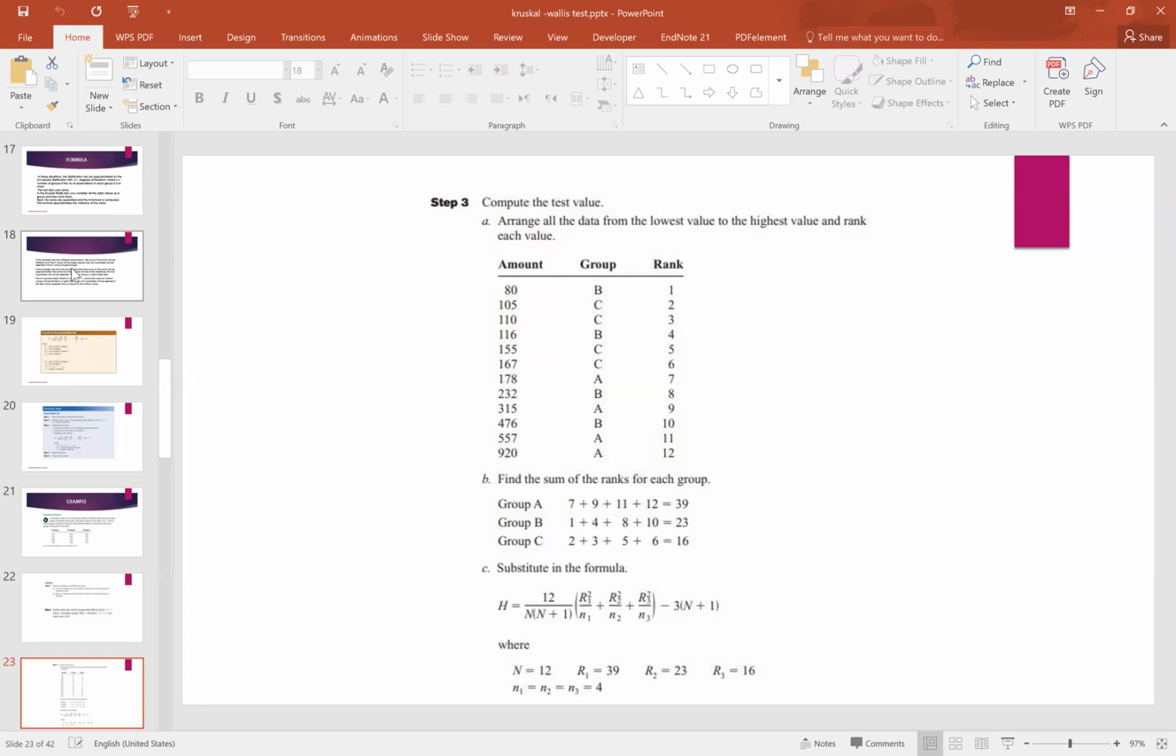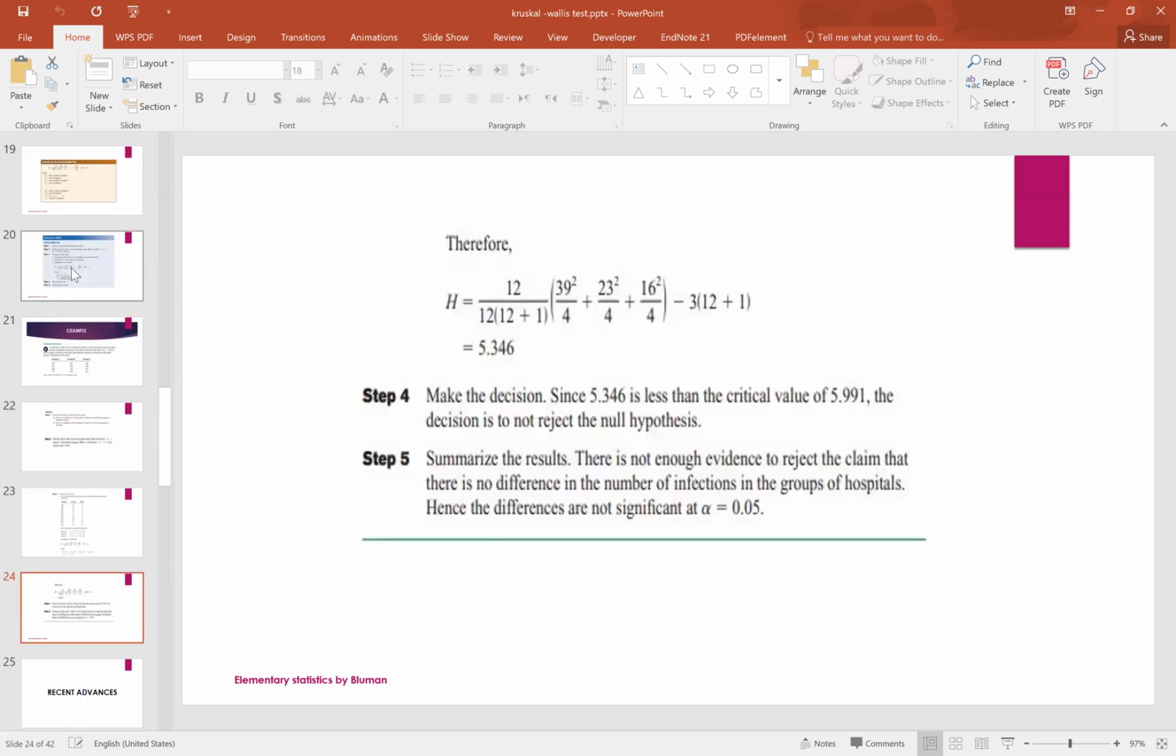Step 3, compute the test value. In the first part, arrange the data from the lowest value to the highest value, rank them, then find the sum of ranks for each group. Substitute the values in the formula, and then we get the result, which is 5.346.